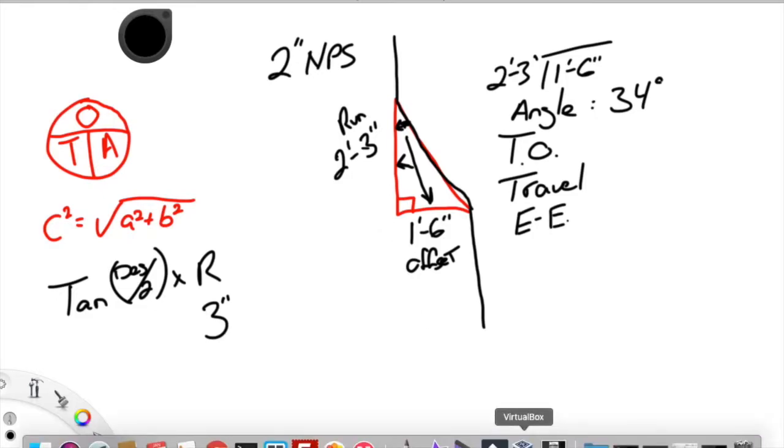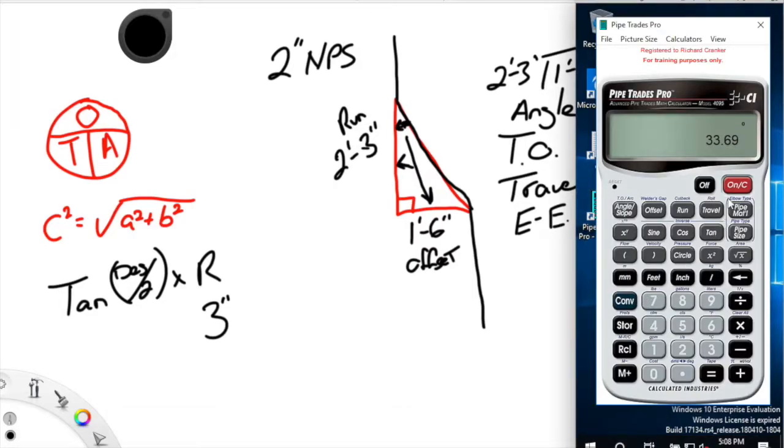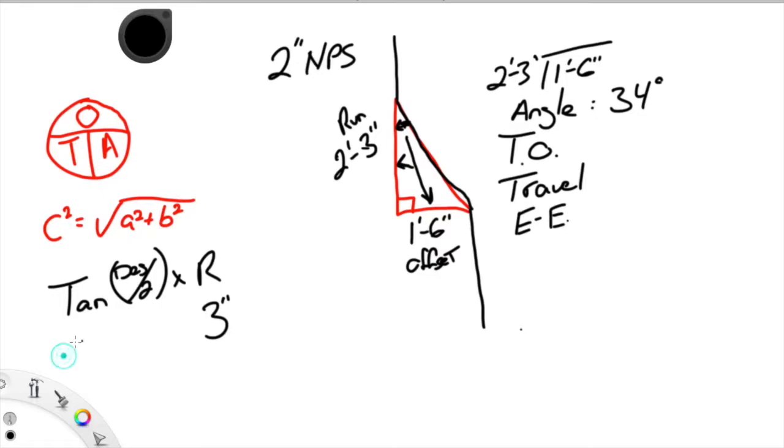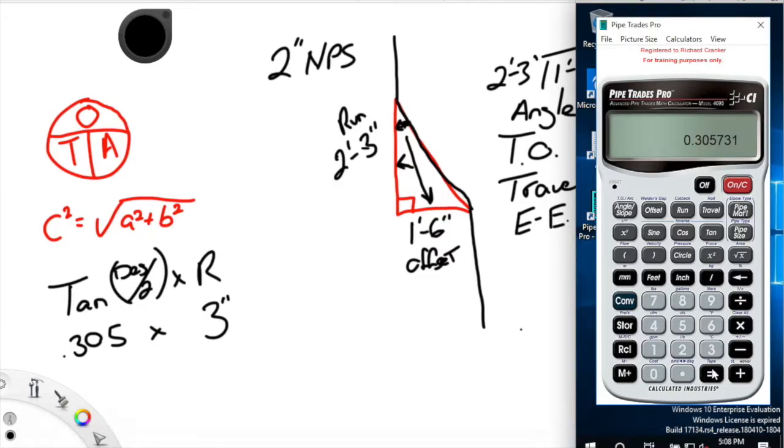So we're going to figure out what the tangent of half the degree of 34 is. So go back to our calculator. We got 34 divided by 2 equals 17. Now the tangent of 17 is 0.305. So 0.305 times 3 inches will give us our takeoff. Times 3 inch equals a takeoff of 15/16.